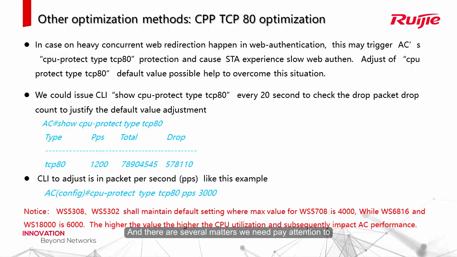And there are several matters we need to pay attention to. 5302, 5308: no need to adjust. Maximum of 5708 is 4000. Maximum of 18000 and 6816 is 6000. By the way, the higher the value, the higher the CPU utilization, and subsequently it impacts AC performance.